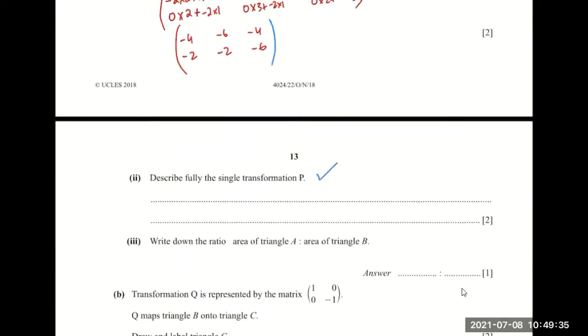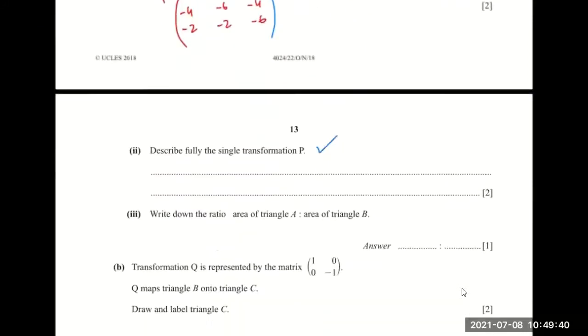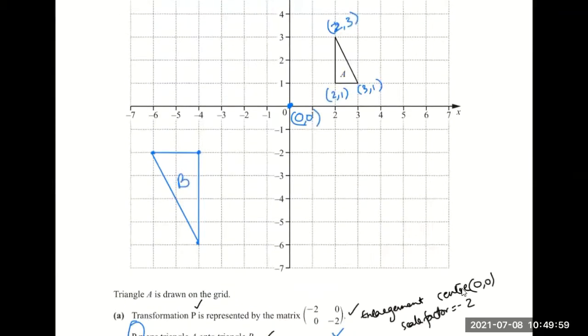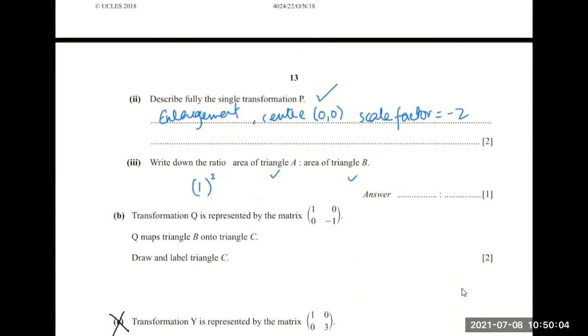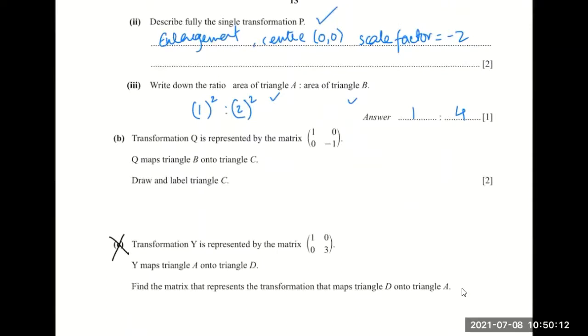Okay, then it says describe fully the single transformation P. So how do I describe it? I've just described it for you. Enlargement, center 0, 0, scale factor -2. Write down the ratio of A and B. If the lengths are in the ratio 1:2, then the area must be in the ratio 1 squared to 2 squared. This comes from similar triangles, so 1:4.